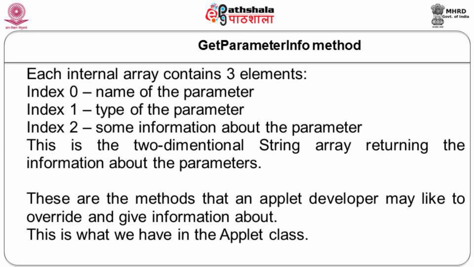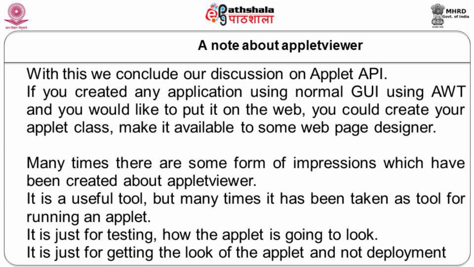Right? So that way we have these methods, GetParameterInfo returning us a two-dimensional array of string. And these are the methods which a particular applet developer may like to override and give information about. Fine. So this is what we have in the applet class. I think with this we conclude the discussion on the applets. You can have your applications created.